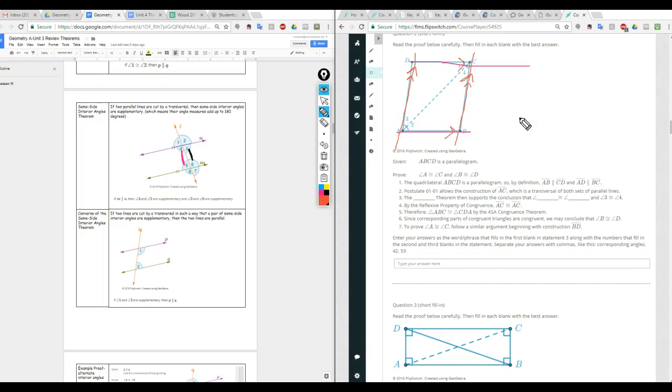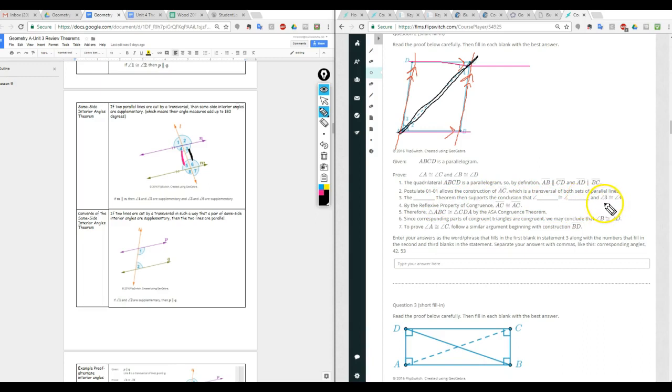The blank theorem then supports the conclusion that postulate 0101 allows the construction of AC, which is a transversal of both sets of parallel lines. The blank theorem then supports the conclusion that angle blank is congruent to angle blank, and angle 3 is congruent to angle 4. Okay, so they constructed this diagonal. And we want to know what theorem supports this conclusion.